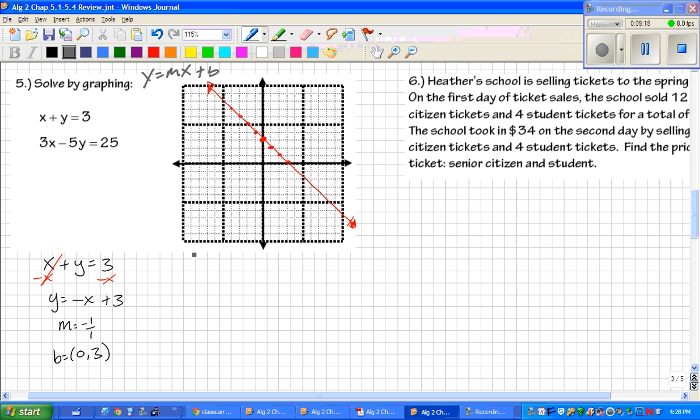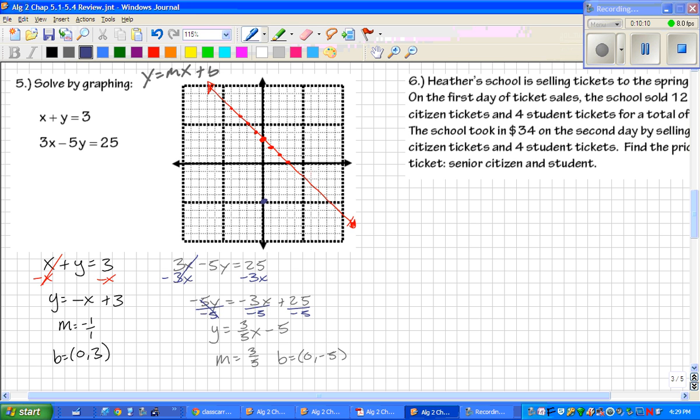Now, our second equation, which is 3x minus 5y equals 25. So we have to subtract the 3x from both sides. And we get negative 5y equals negative 3x plus 25. Divide everything by negative 5. And we get y equals 3 over 5x, and that's positive because it's two negatives, minus 5. So our slope is 3 over 5, and our y-intercept is 0, negative 5.